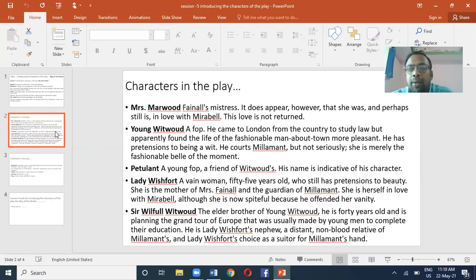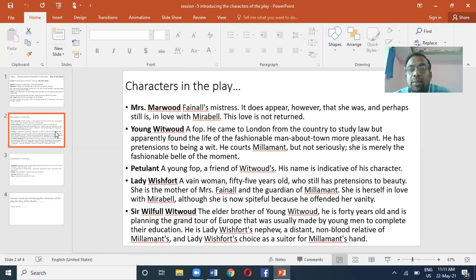He is the second senior person in the whole play. And he is planning a grand tour of Europe. As his brother was in London, he wanted to have a grand tour of Europe. That was usually made by young men to complete their education. He is Lady Wishfort's nephew. See that. Sir Wilfull Witwoud was the nephew of Lady Wishfort.